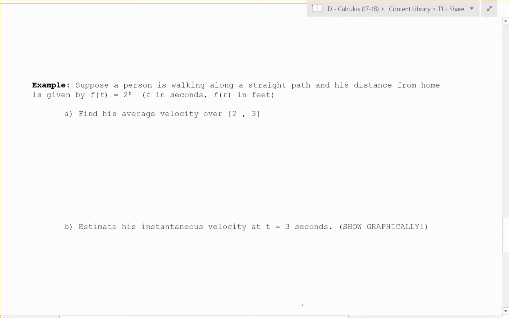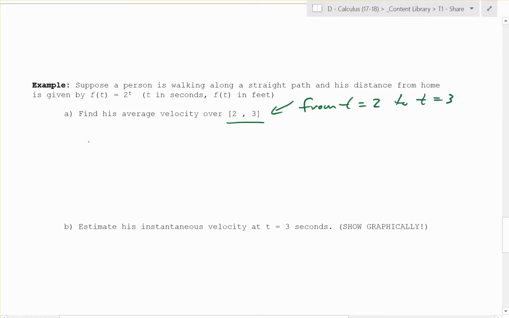So let's practice this. Suppose a person is walking along a straight path and his distance from home is given by f of t is 2 to the t, where t is in seconds, f of t in feet. Find his average velocity. So this is just, remember, finding the slope between 2 points. And this is an interval from t equals 2 to t equals 3.